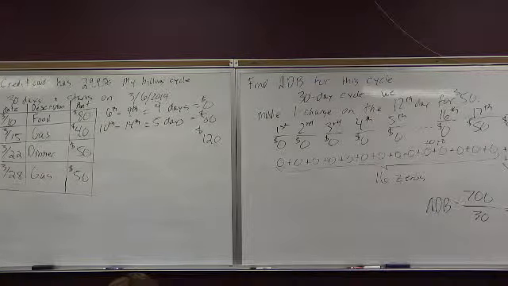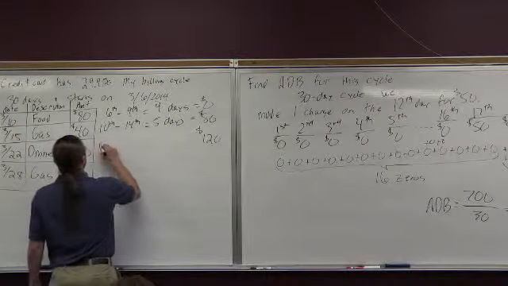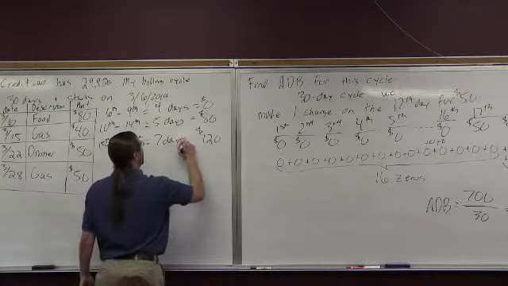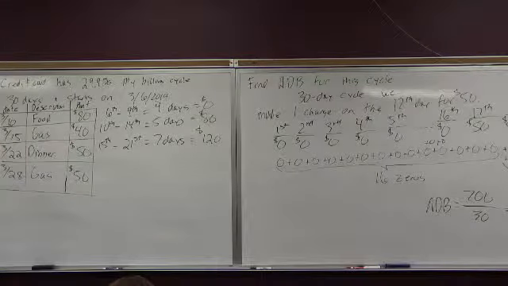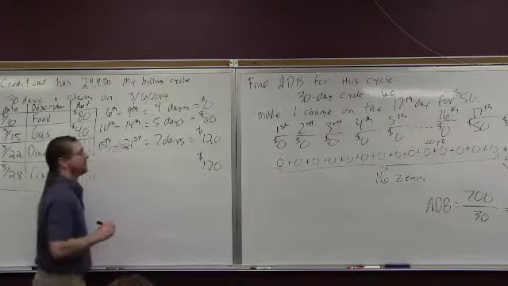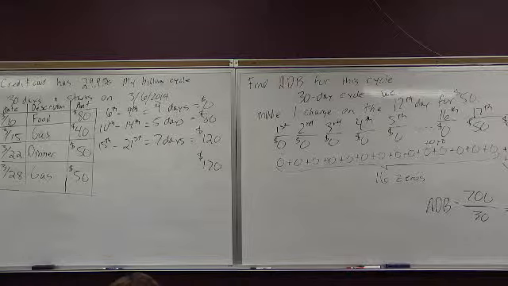15th, 16th, 17th, 18th, 19th, 20th, 21st. Remember, the 22nd starts a new number, so 7. From the 15th to the 21st, I have 7 days of $120. What's my next number?